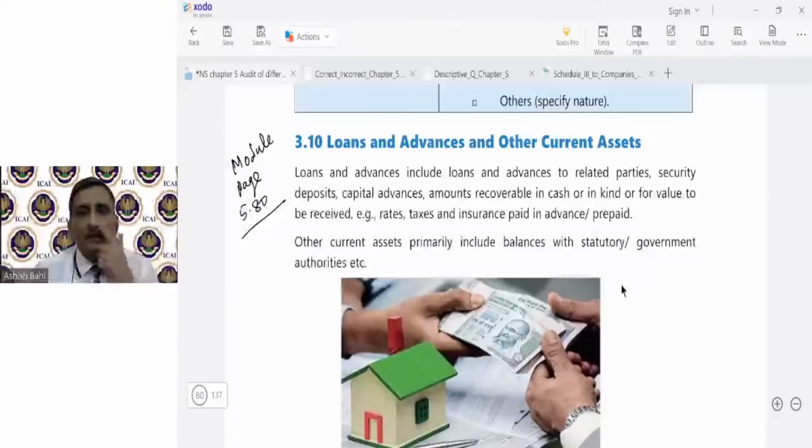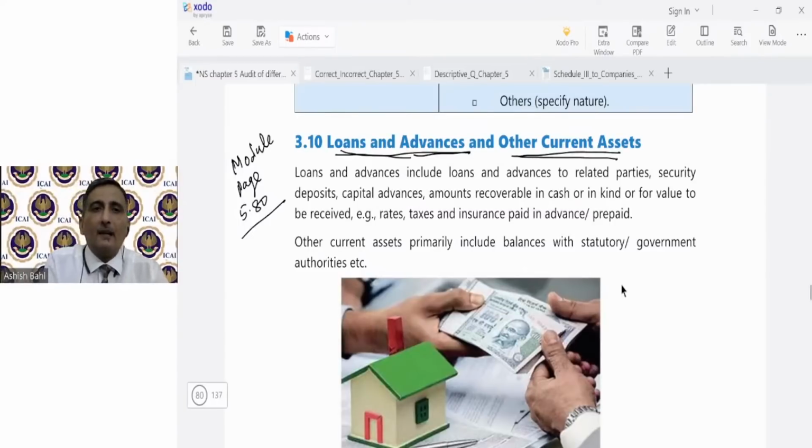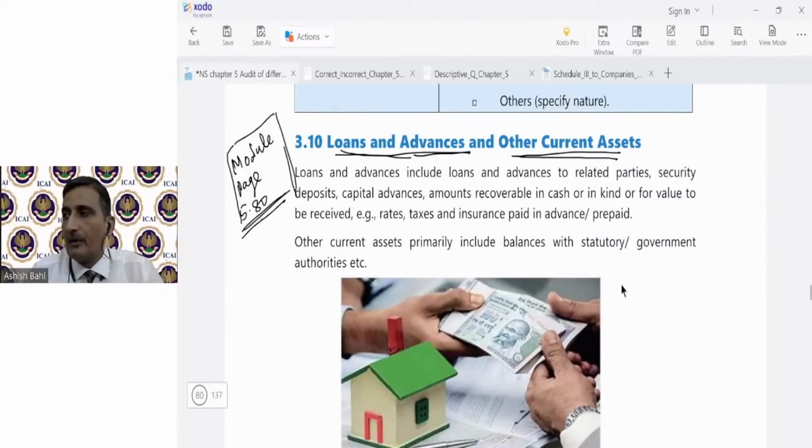So one item which you see on the financial statements of an entity is loans and advances, and another head is other current assets. So these both items, students, are covered in your module combinedly, loans and advances and other current assets. So we are at page 5.80 of your module. Page 5.80 of your module.